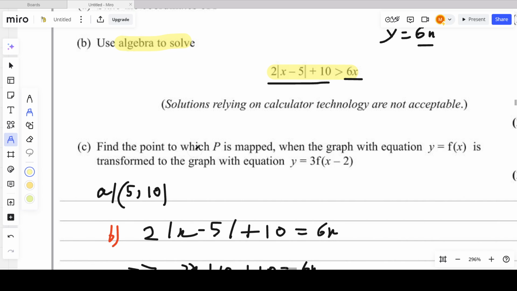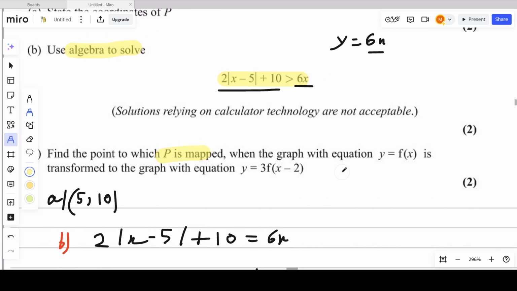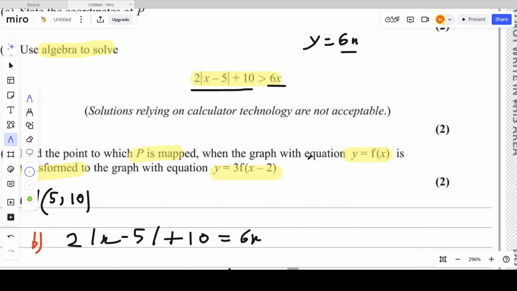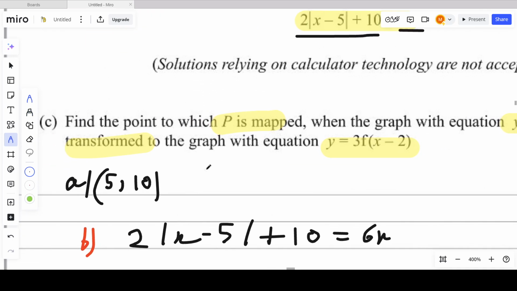Okay, so the last part of this question number 1, part C. Find the point to which P is mapped, that is, to which P has been transformed when the graph with equation y equals f of x is transformed to the graph with equation y equals 3 times f of x minus 2. Okay, so at first consider the coordinates of point P. What were the coordinates of point P? It was 5, 10.